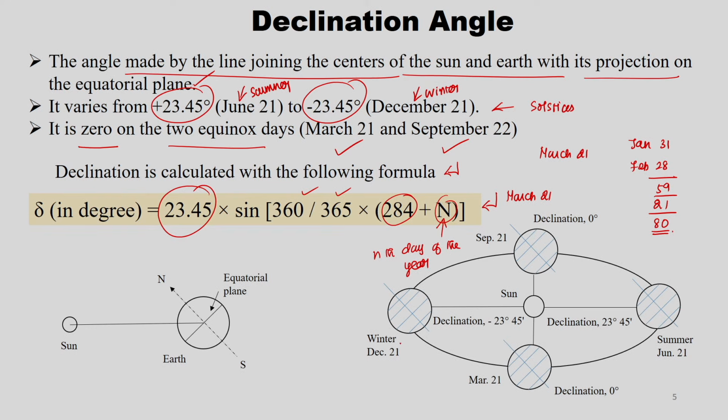Here it is the winter solstice, so declination is 23.45 degrees itself, 23.45 degrees. This is the summer solstice. The declination is 0 on September 21st and March 21st. So, this is the sun and this is the earth. The line between them is one line, and its projection on the equatorial plane is the second line. The angle made by these two lines is called the declination angle.